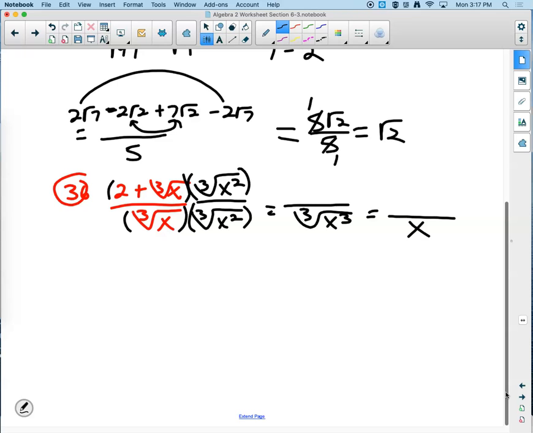Now let's go back and see what we have across the top. We'll have 2 cubed roots of x squared, because we have to distribute our cubed root of x squared. And then we'll have the cubed root of x to the third. Well, there's another nice x in there. So we'll get x plus 2 cubed roots of x squared all over x. We cannot factor an x out of the numerator, so we just have to leave that as it is.